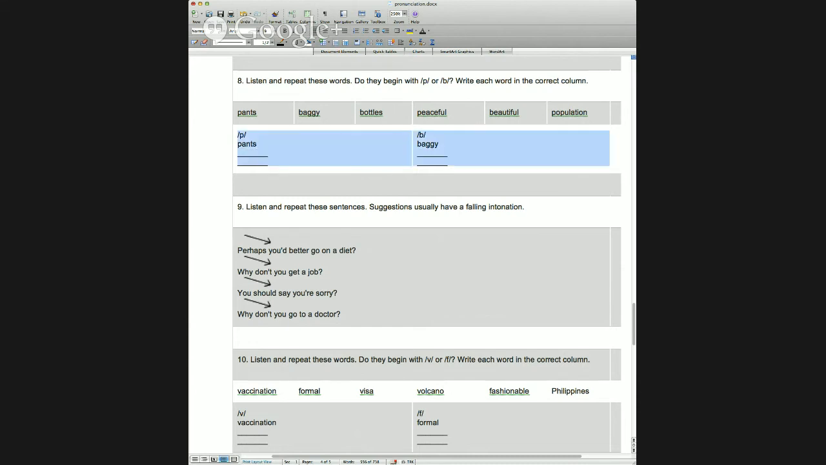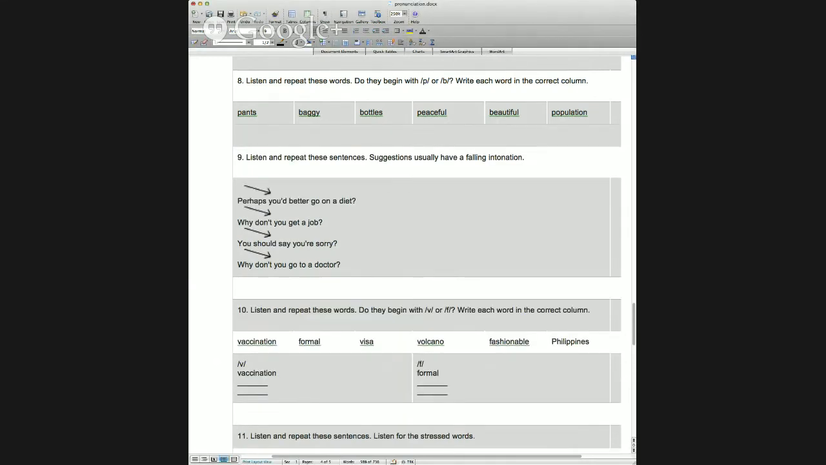So now we're going to do the same thing as before with P's and B's at the end of the words.